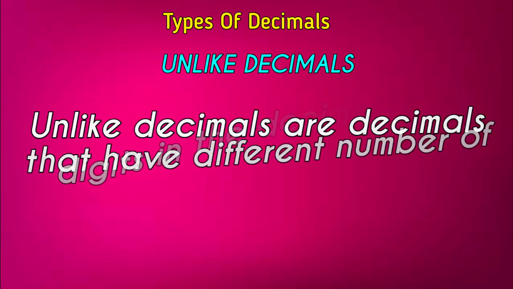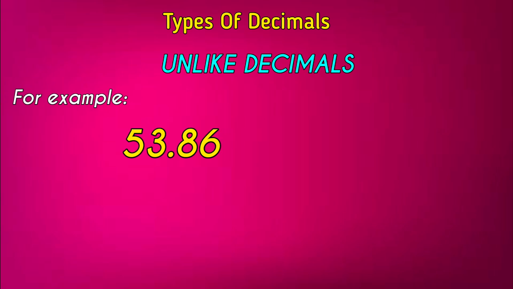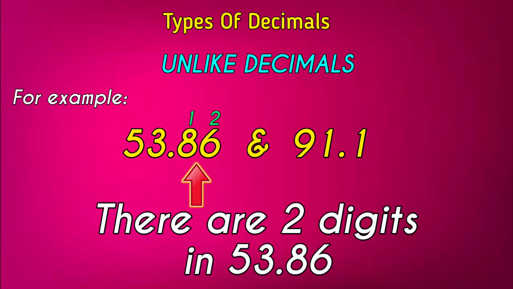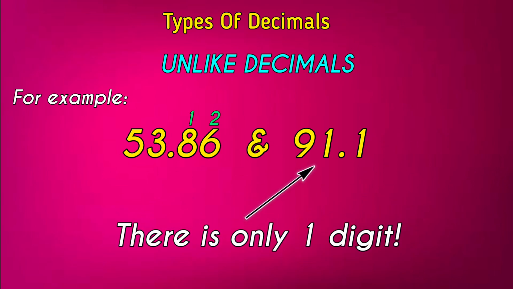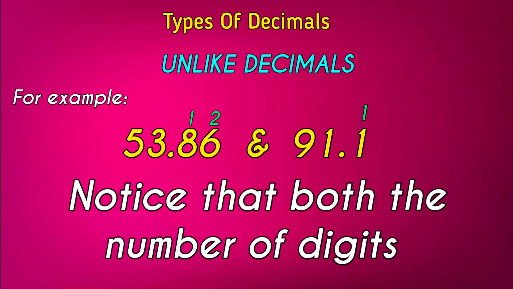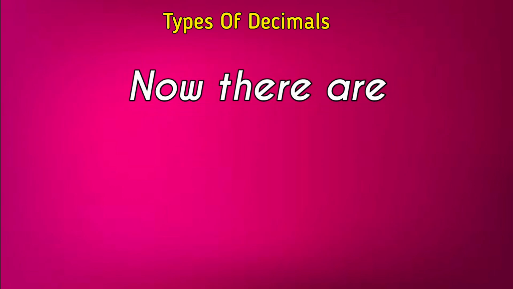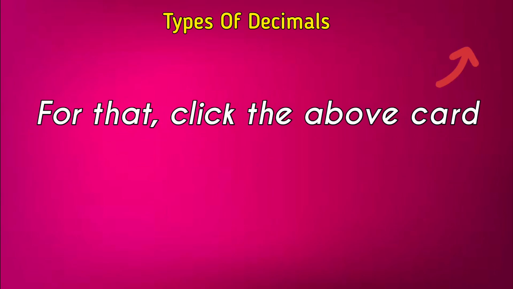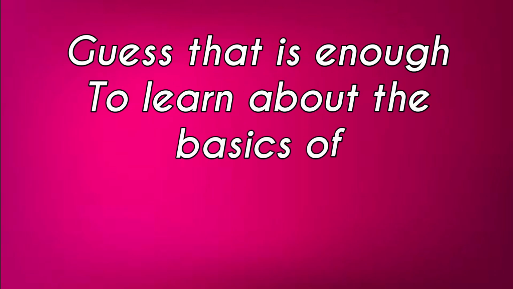Unlike decimals. Unlike decimals are decimals that have a different number of digits in the decimal part. For example, 53.86 and 91.1. As you can see, there are 2 digits in 53.86, which are 8 and 6. In 91.1, there is only 1 digit, which is 1. Notice that the number of digits in both numbers is different, hence these can be said to be unlike decimals. Now there are 2 more types of decimals yet to learn, but you have to understand the division in the decimal. For that, click the above card, as we have explained those 2 types in that particular video. Great! Guess that is enough to learn about the basics of decimals.